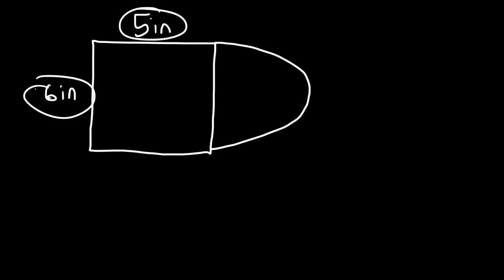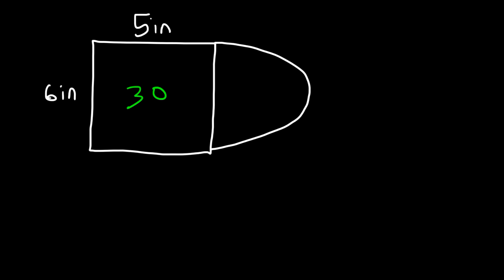Now let's work on another example. So let's say, actually let me draw a different figure. Let's say we have a rectangle attached to a semicircle, and it measures 5 inches by 6 inches. Find the area and the perimeter of this figure. So let's start with the area. The area of the rectangle is length times width, which is going to be 30 square inches.